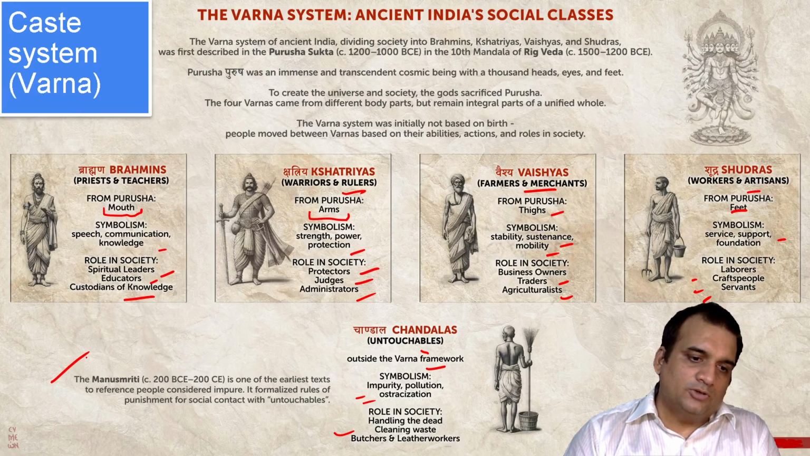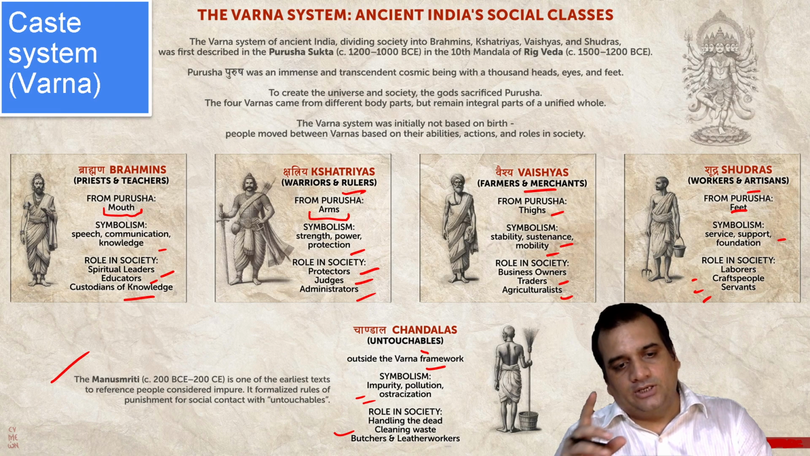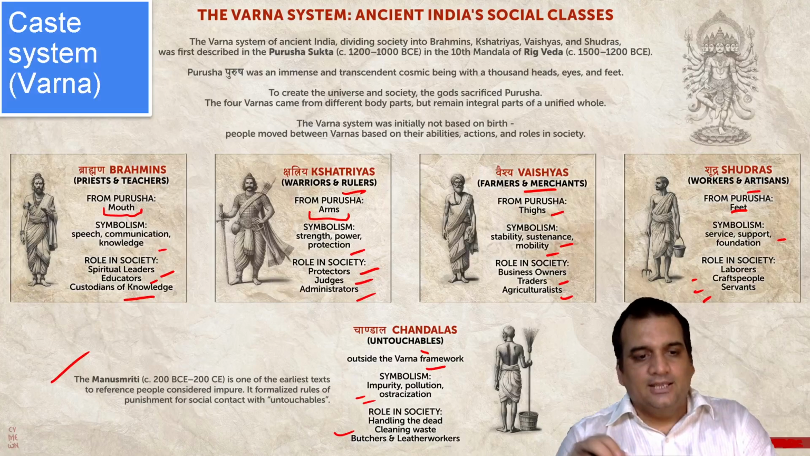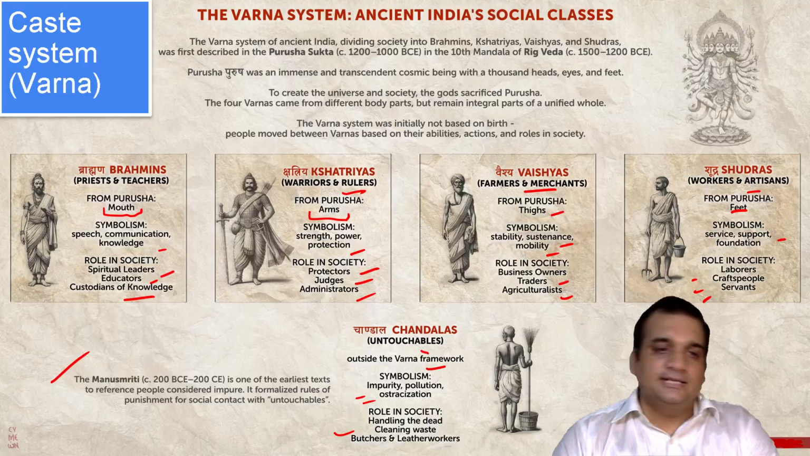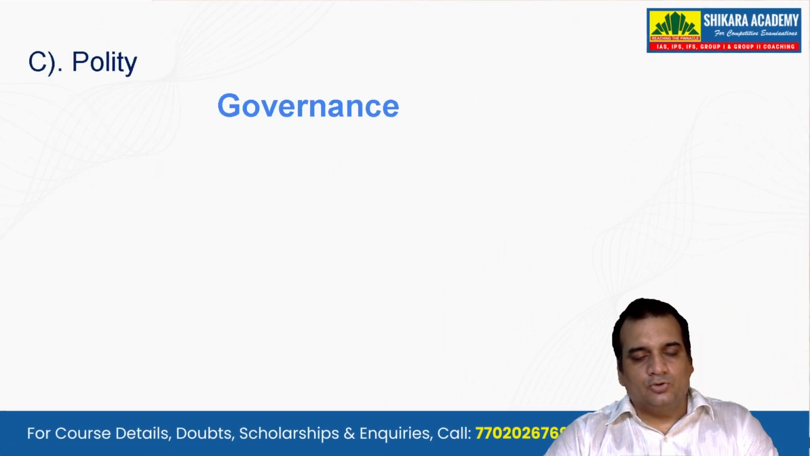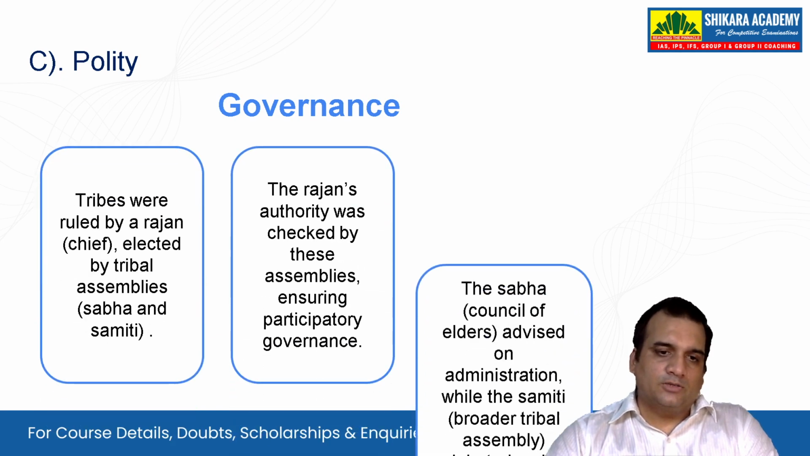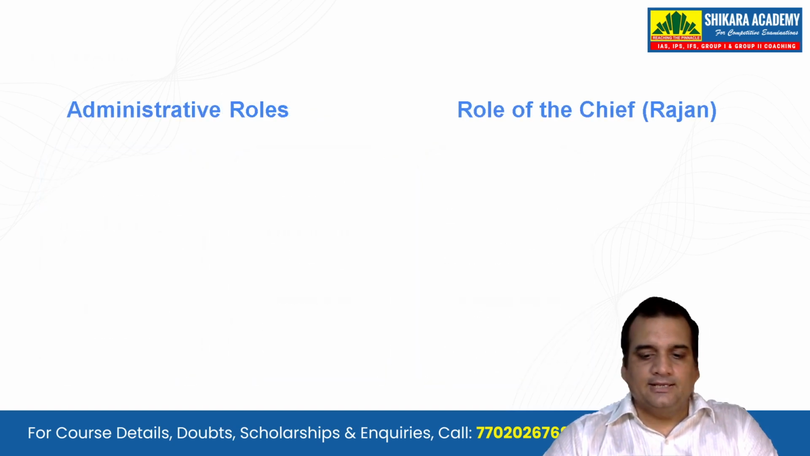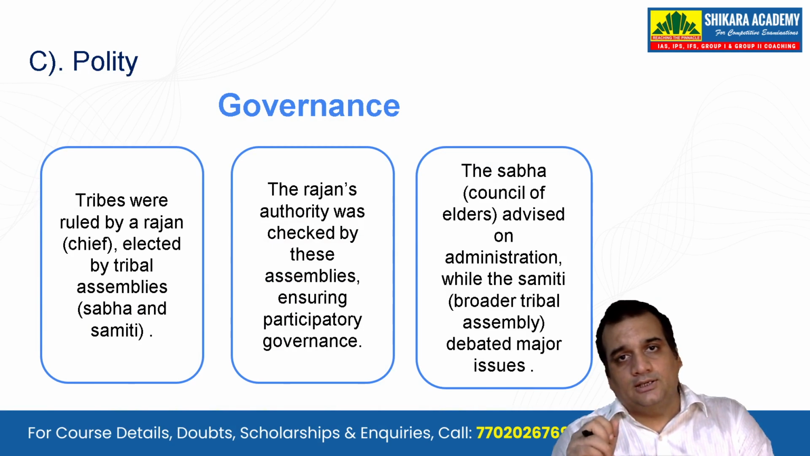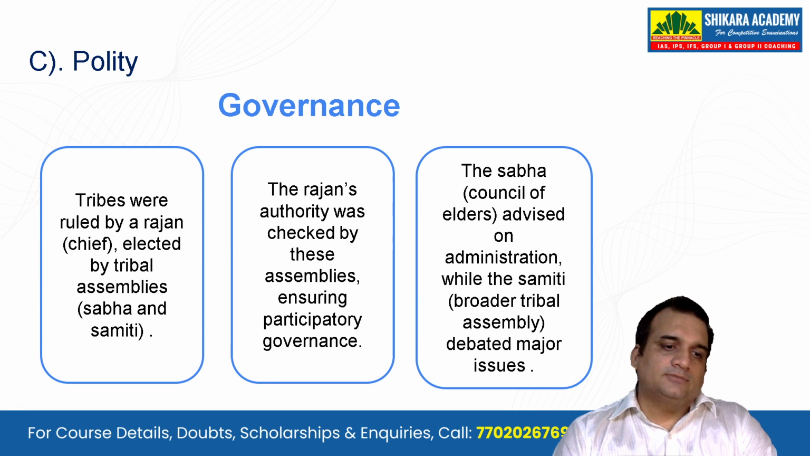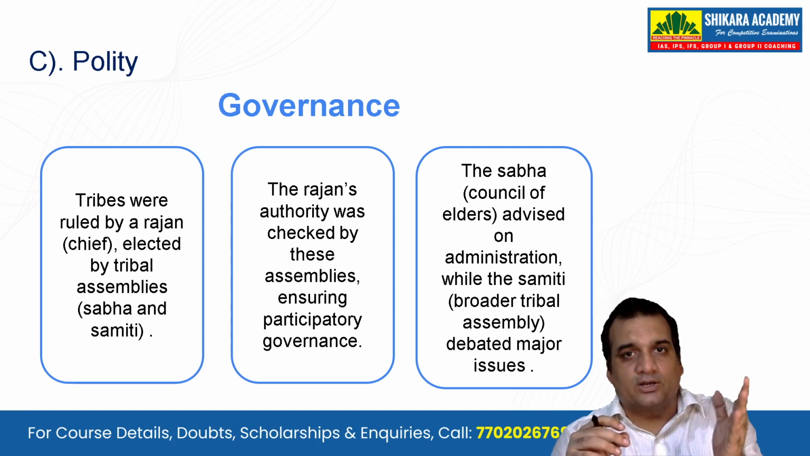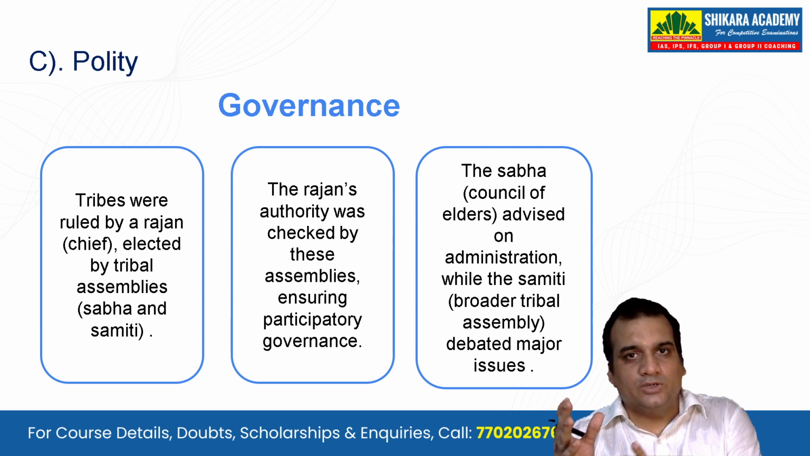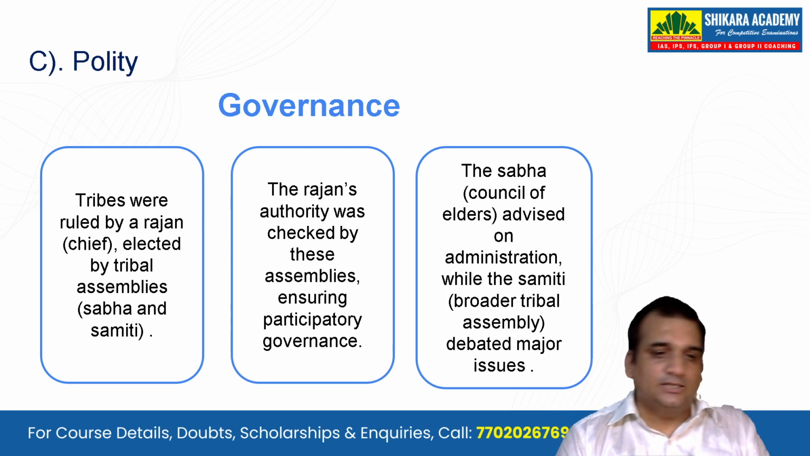We must also know about the Manusmriti. That was mentioned somewhere between 200 BC and 200 CE, and is one of the earliest texts that reference people considered impure. It formalized rules of punishment for social contact with untouchables. That is mentioned in the Manusmriti. So we have seen one very important point here when we have talked about the Varna system. Please always remember that the Varna system was not based on birth, but on the work that you are doing. And secondly, there was a distinction of Varna on the basis of color, like Shyam Varna, someone who is not that fair. So there was a distinction on the basis of color also, so you should remember that.